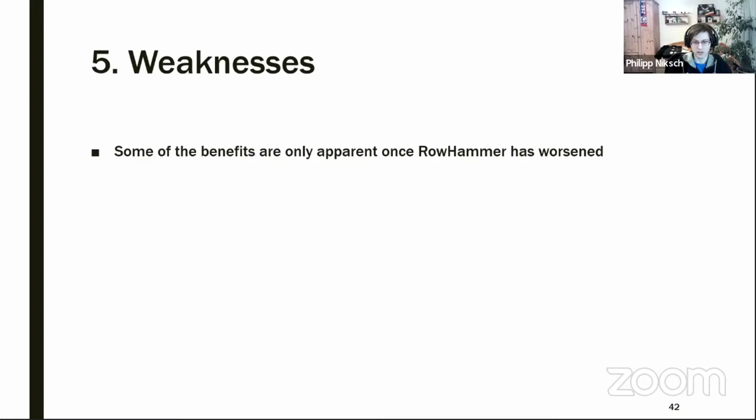Now let's get into the weaknesses of the paper. Some of the benefits of BlockHammer only get apparent once the superior scalability has kicked in, especially compared to the non-deterministic approaches like MRLoc and ProHIT. The area and energy requirements are quite a lot higher.